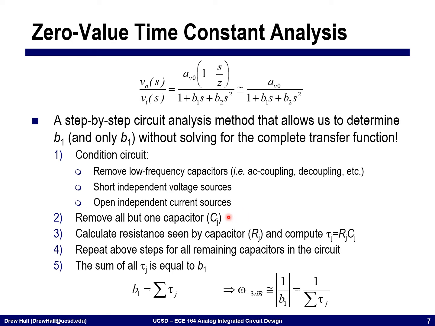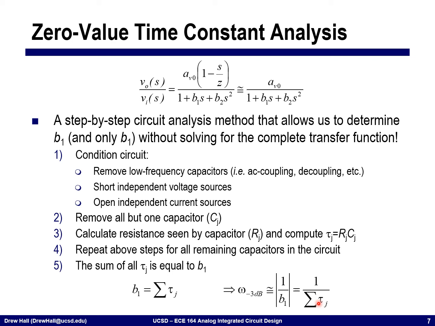Then we're going to consider each capacitor separately and find the driving impedance that that capacitor sees. Notably, ground is not a special node. Anything that's connected with ground is like any other node in this particular analysis. Then we're going to compute the time constant seen by that capacitor, where tau of j is going to be equal to Rj Cj. We will repeat the above for all of the capacitors in the circuit and estimate this coefficient B1 by summing all of these time constants. And then the 3 dB bandwidth is simply 1 over B1, or 1 over the sum of the time constants.